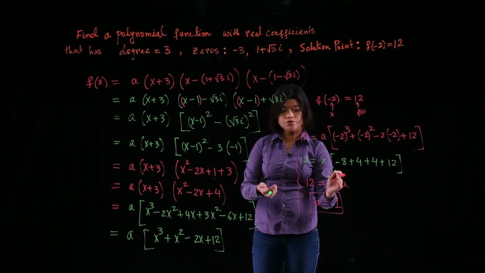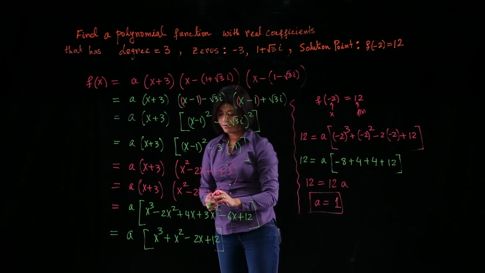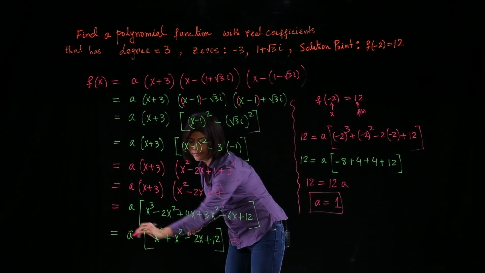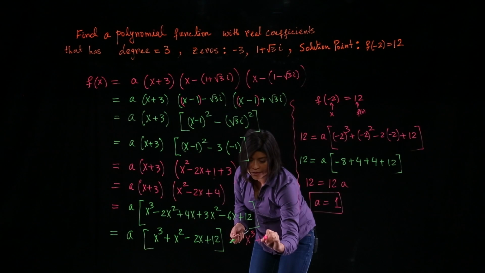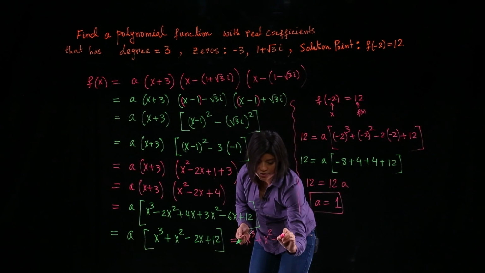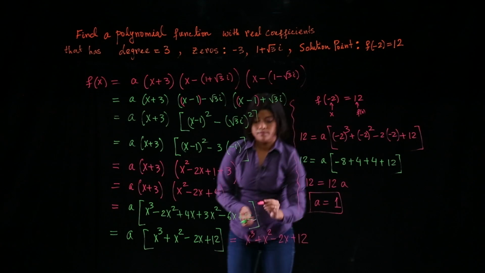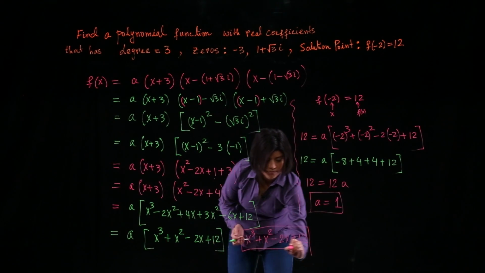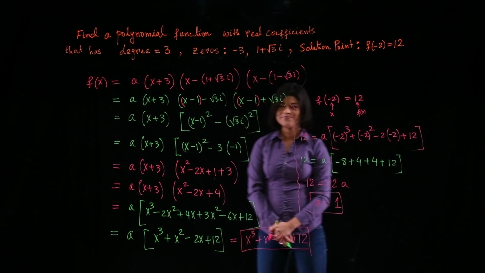All we have to do is plug in a equals 1, and we'll have our expression for the function. Therefore, the function, with a being 1, is just x cubed plus x squared minus 2x plus 12. So this is the polynomial that we're looking for. Thank you.